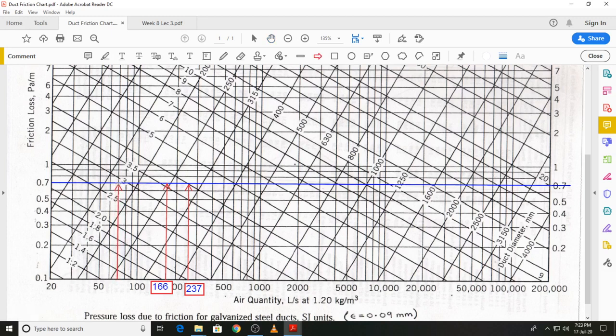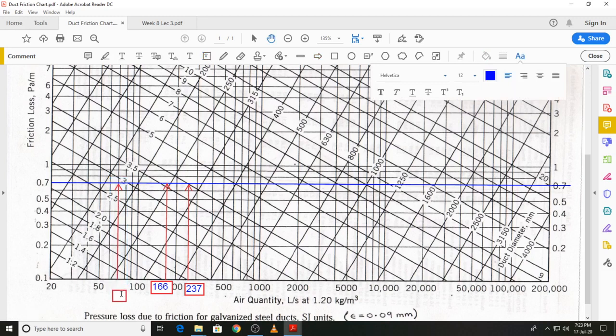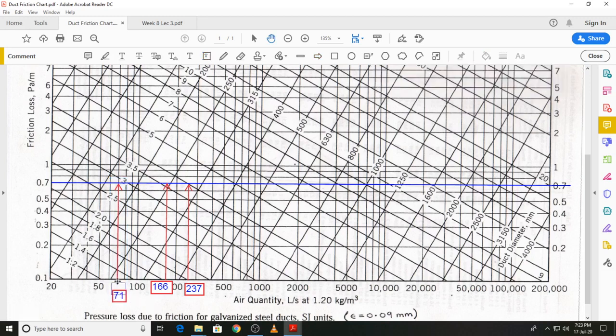Yet again we have to come back to that same line of 0.71. So this was 71 liters per second. And now you can see the velocity is around 2.8 something, and we have got a value in the table of 2.85 meters per second, which just by looking looks all right.